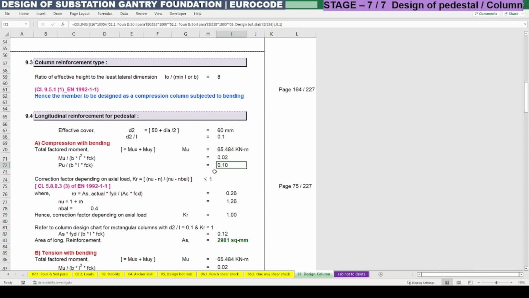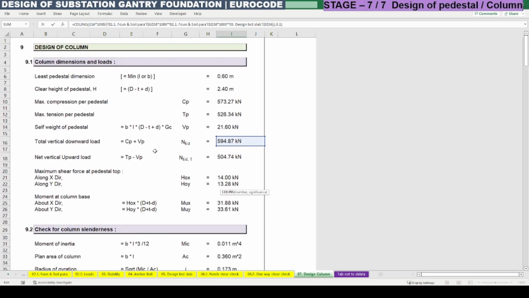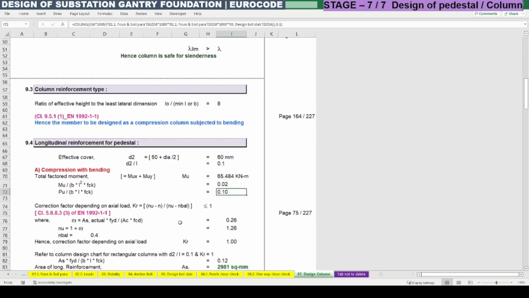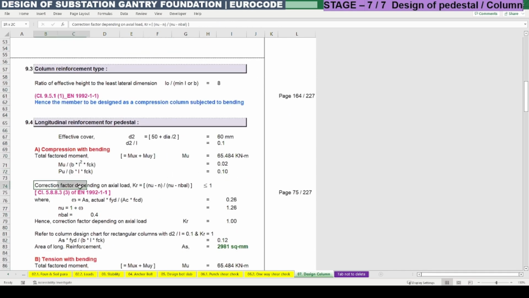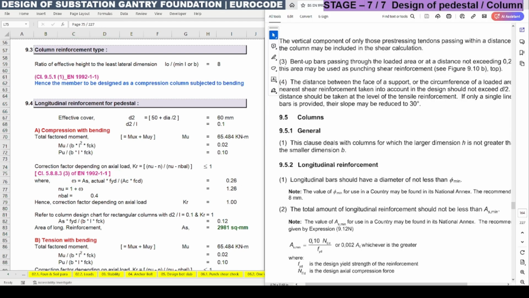So also note that Pu is nothing but the vertical compression force, which we have already calculated here, the total vertical downward loads, and from this we need to find the correction factor depending on axial load. For this we need to refer to clause 5.8.3 note 3 of EN 1992 part 1-1. So page 75 is to be referred in the right hand side PDF file.